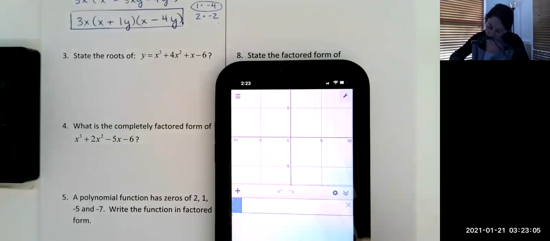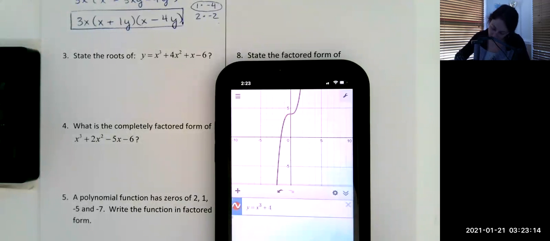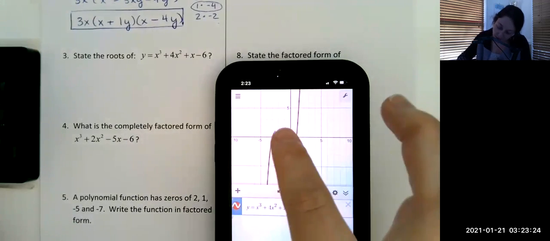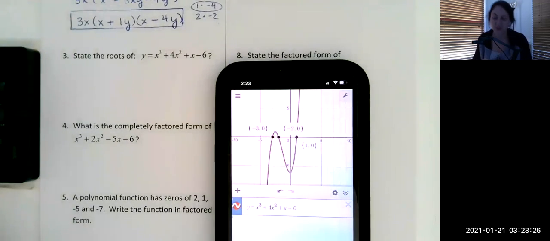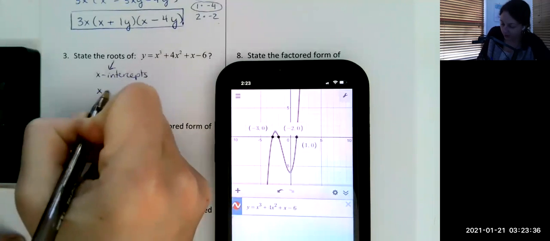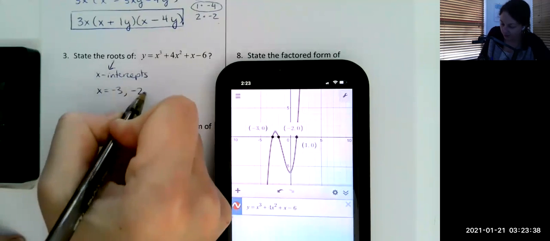So I type in y equals x cubed plus 4x squared plus x minus 6. And to get my actual roots, I look at the x-intercept. All right, another name for roots are x-intercepts, and those are occurring at -3, -2, and 1.